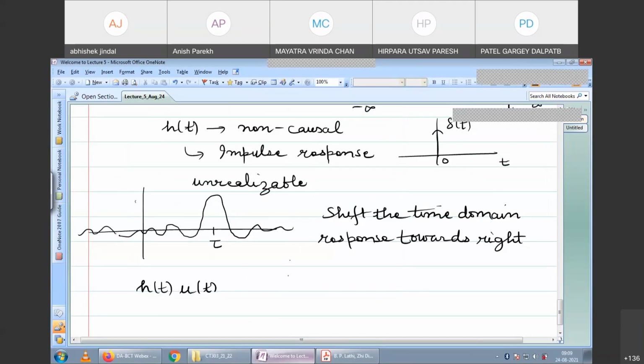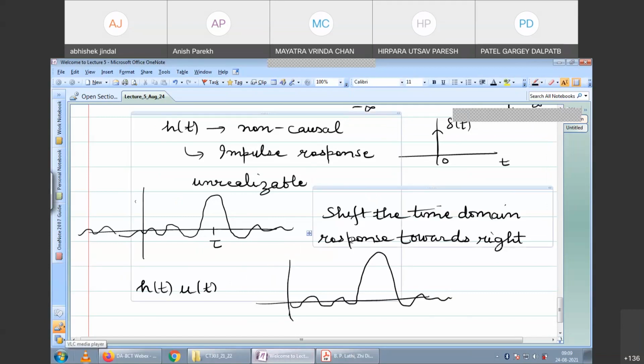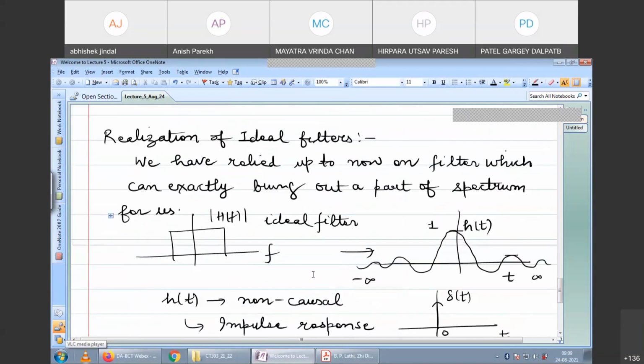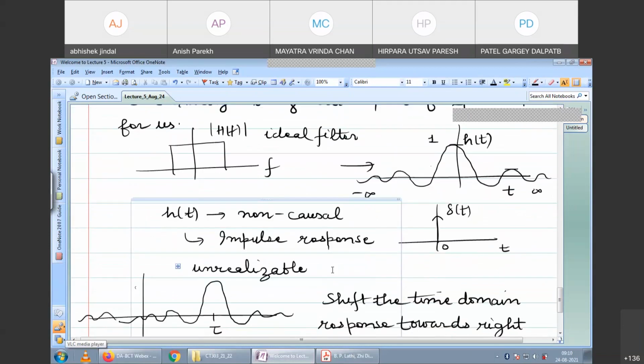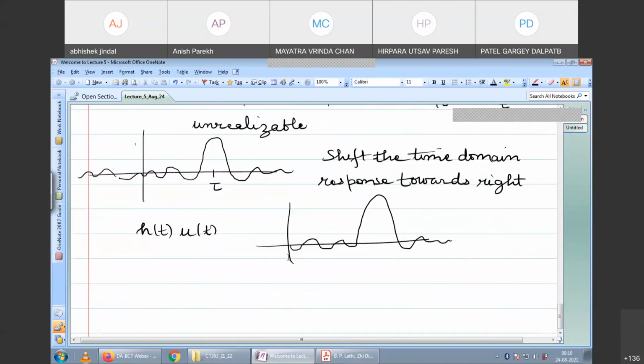Now this will give you what? It will give you that. So this has now avoided, at least, this non-causality issue of the ideal filter. Now this filter is causal at least because the response starts from zero. Although this response extends to infinity, still you can see that this will be dying down very fast. But what is the impact? See, what is the impact?